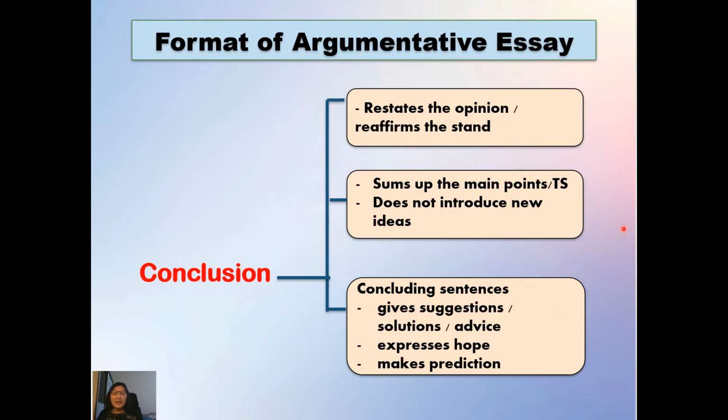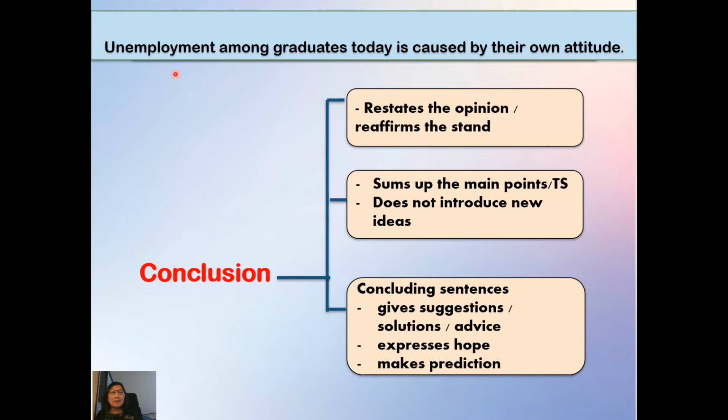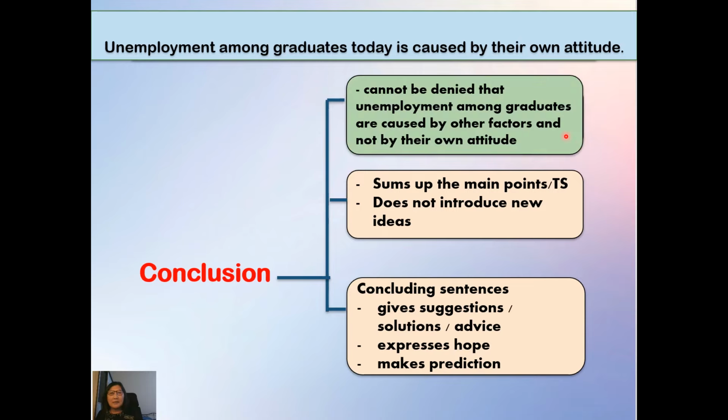So then again, we are going to put our points here by using our sample topic for discussion. Okay, so when we put in the content, this is how it looks. Okay, so here I reaffirm my stand by saying that it cannot be denied that unemployment among graduates is caused by other factors and not by their own attitude. So here I restate my opinion or the stand that I have taken. Then I sum up the main points again, right?